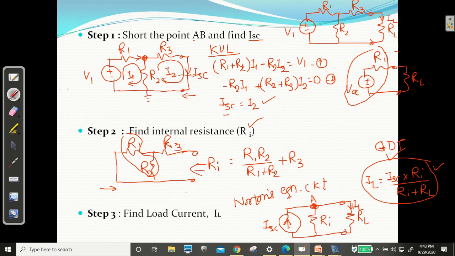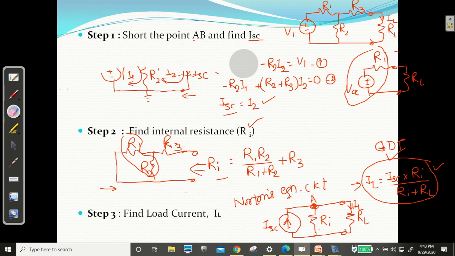Find the ISC in the first step, find the RI, connect ISC and RI in parallel, connect RL in parallel, and apply the current division theorem, or you can say Norton's theorem. You will get IL. Okay, so this is Norton's theorem. I am going to take one or two numericals based on that so your concept will be clear. Here I am taking a numerical. So first of all I am rubbing this out.